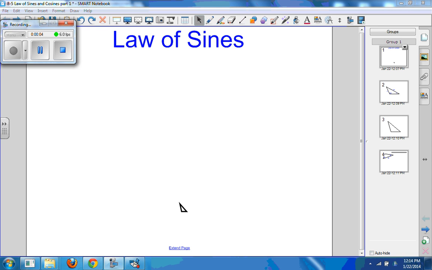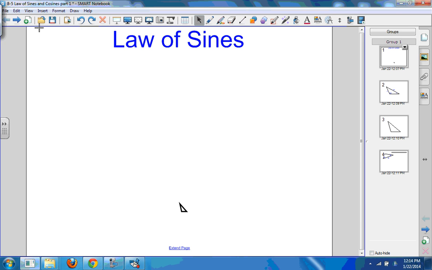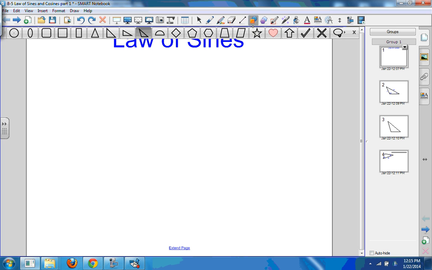Today we're going to take a look at the law of sines. We've been working with sine, cosine, and tangent, but today we're just going to look at sines. Sine, cosine, and tangent we've been using to figure out missing sides and angles of right triangles. But the law of sines works with any triangle.